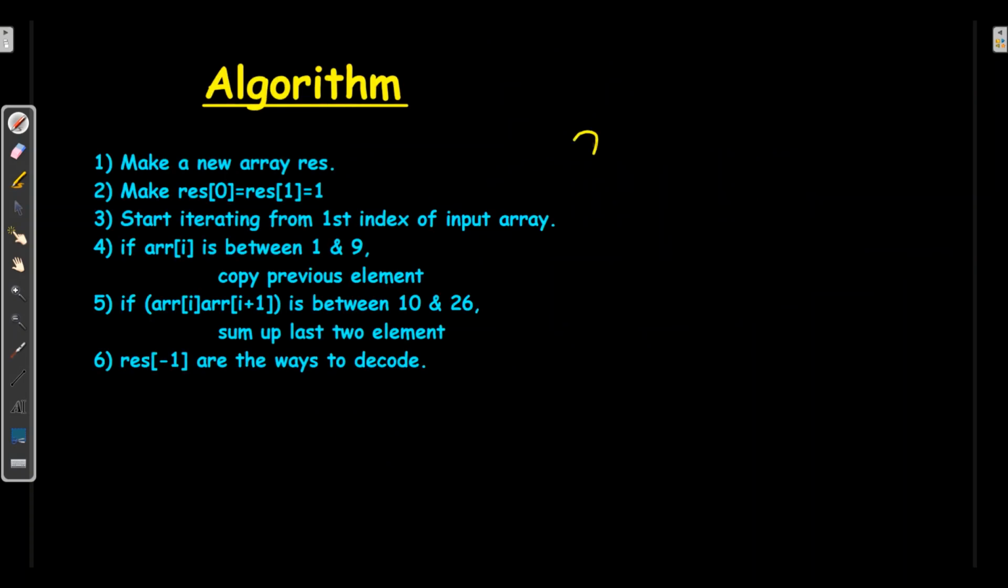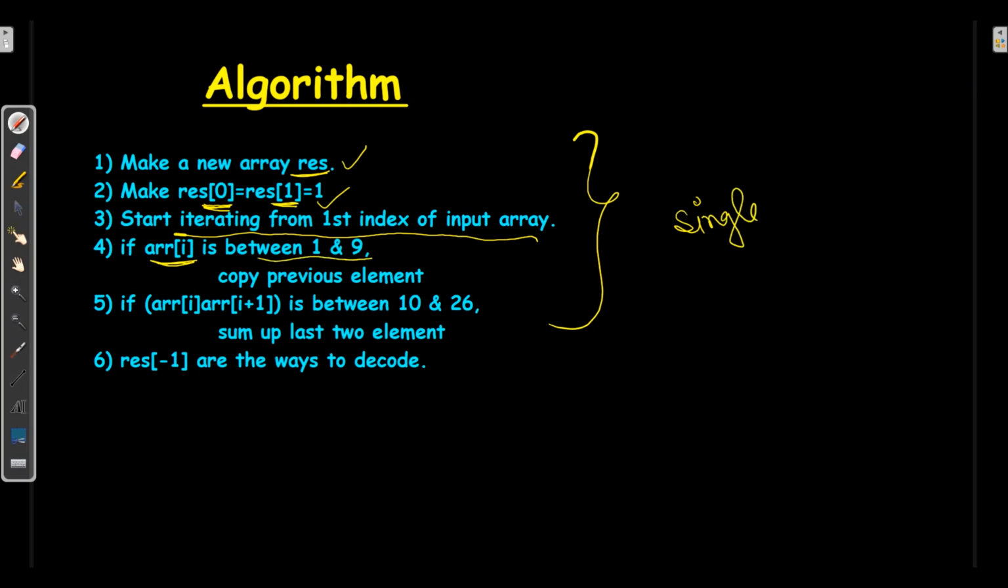This is the algorithm. First, I need to make a new array for the result. The first step is to make the 0th index and 1st index of the resulting array 1. Then we will start iterating from the first index of the input array, and here we will check for single digit. If it is lying between 1 and 9, copy the previous element. Then we will check I minus 1 and I.